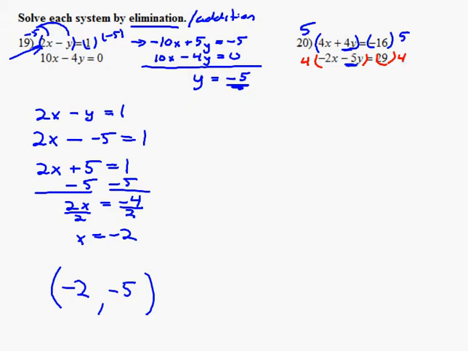So taking this first equation, the one that has some blue, distributing, I'm going to get 20x plus 20y equals negative 80. The other equation, the one in red, I would get negative 8x minus 20y equals 116.